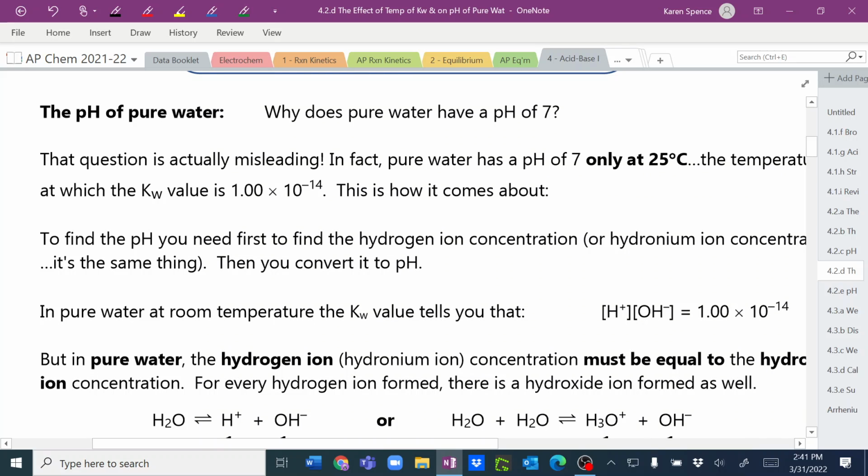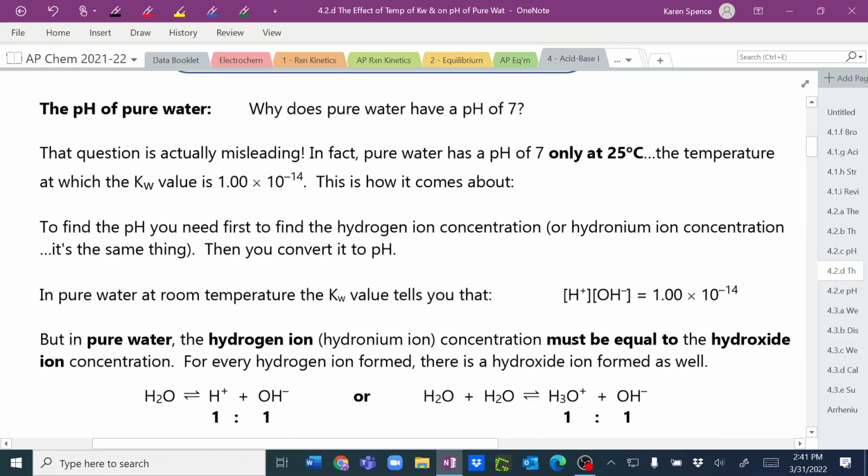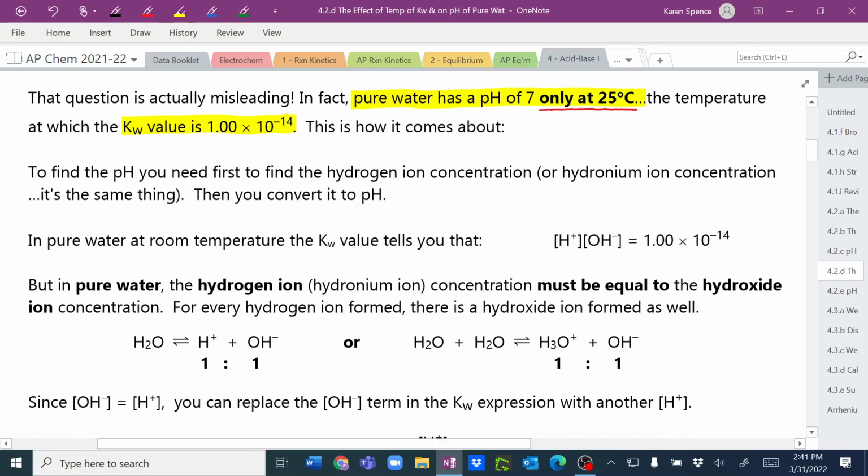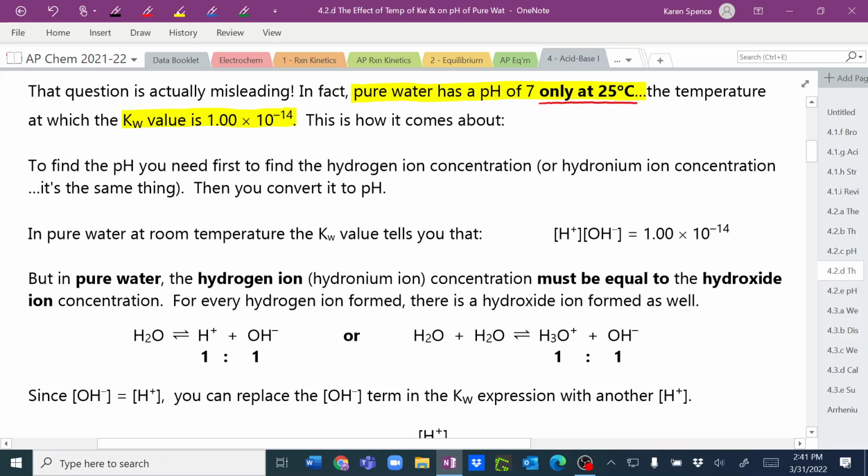Okay, why does pure water have a pH of 7? This question is actually misleading. Pure water has a pH of 7 only at 25 degrees Celsius. And that is the temperature at which the Kw is 1.00 times 10 to the negative 14. Okay? What happens to K values when you change the temperature? They change. Yes? Okay.